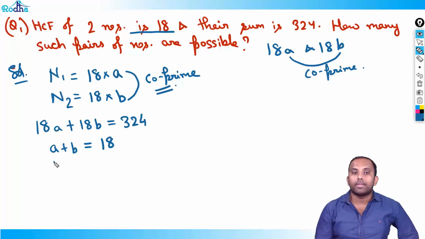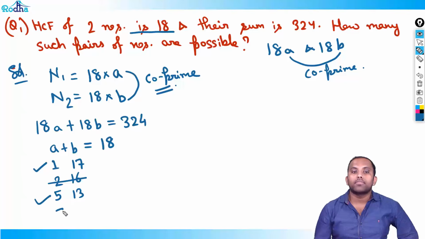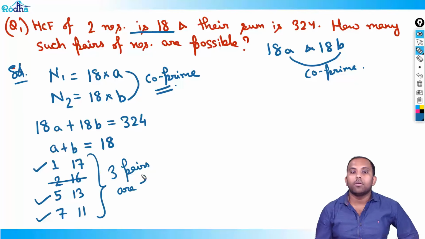For example, 1 and 17. I can take 1 and 17 because 1 and 17 are co-prime. I can't take 2 and 16 because 2 and 16 are not co-prime, they have 2 in common. So next, what should I take? I can't take 3 and 15 also because 3 and 15 have 3 in common. They are not co-prime. What is the next one? It should be 5 and 13. What is the next one? It should be 7 and 11. That's it. Only 3 pairs are possible.